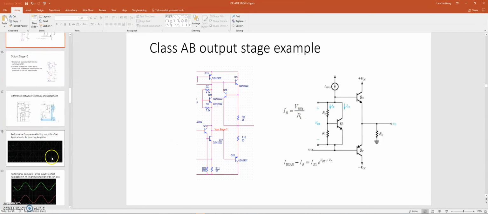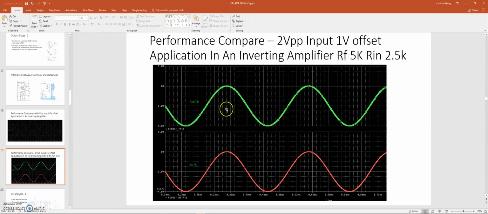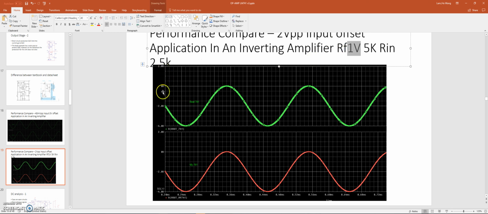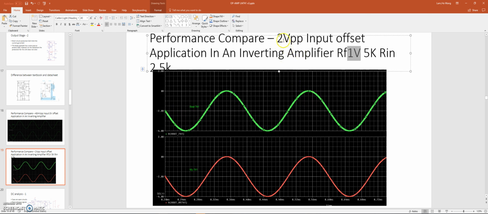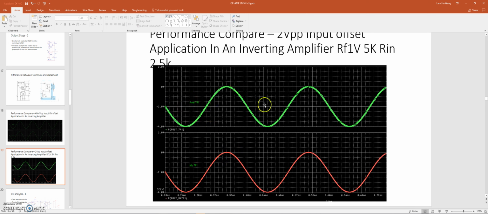And then another example of the output is I'm feeding a 2 volt peak to peak input with a 1 volt offset, and then we are expecting a -2 gain. So here we see the output bias here is -2. Originally we have 1 volt, because the gain is -2, so now we have a -2 volt bias. And then the 2 volt peak to peak also became a 4 volt peak to peak, which is matching the actual one.